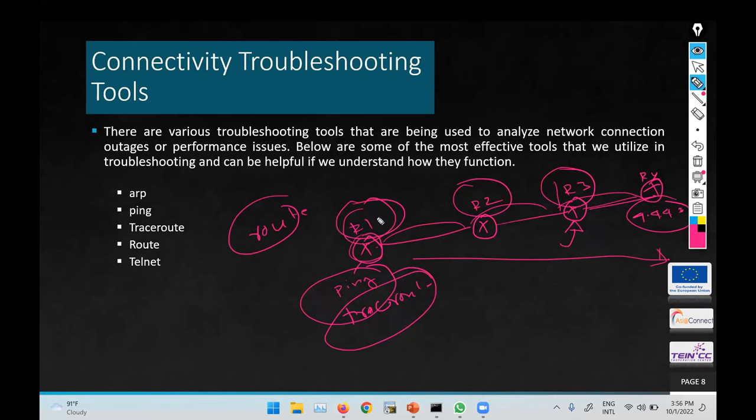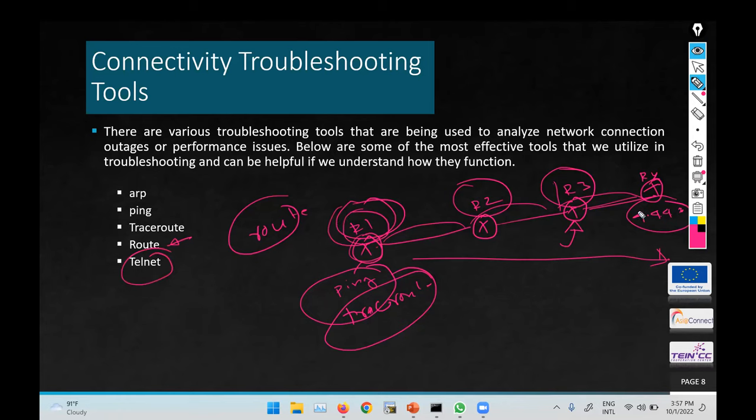But you have to have the route for the R4 network in your R1. So traceroute is another tool for checking whether the problem is related to the route or other things. Another tool we use normally for configuration management is Telnet.